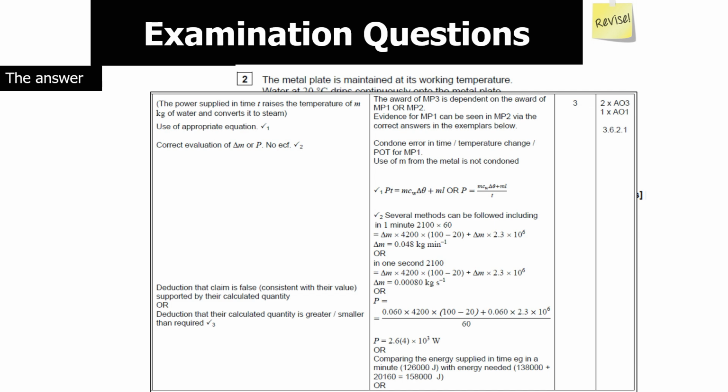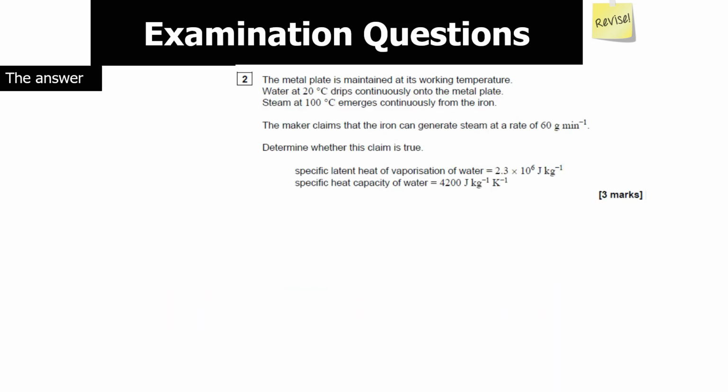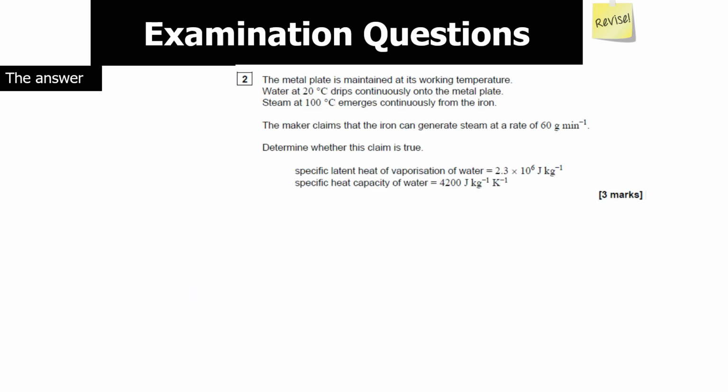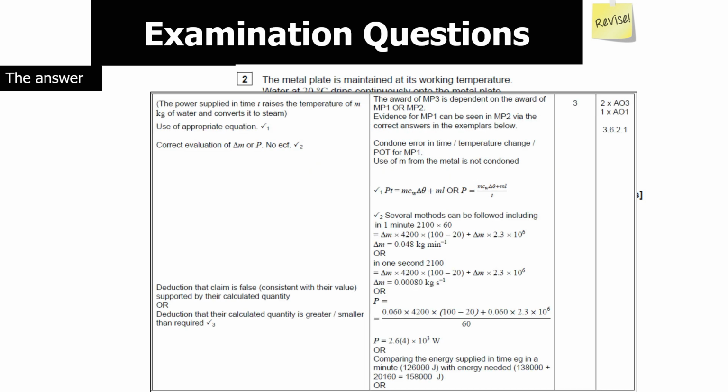So what we can say is that the energy supplied, which is the power times time, is equal to mcΔT plus ml, and as a result we can use that to work out what P is, because in the question we've got the heat capacity, we've got the specific latent heat, and we've got the mass as well. So we can work out what the power is, and then link that back into how it can generate steam at 60 grams per minute by working it out as such.